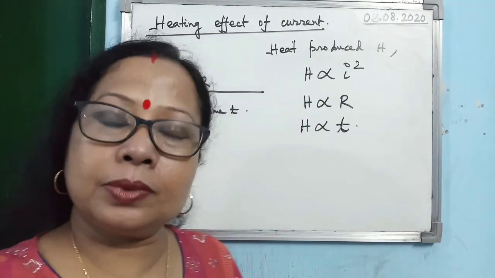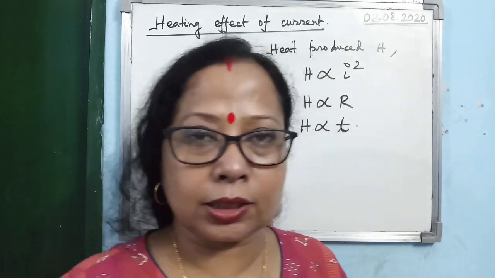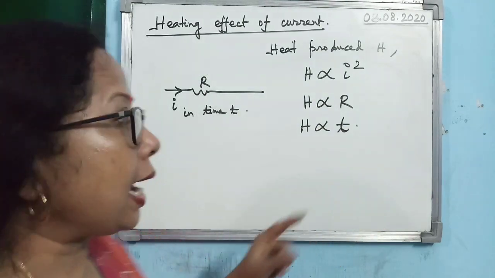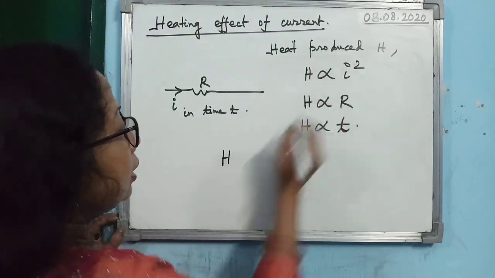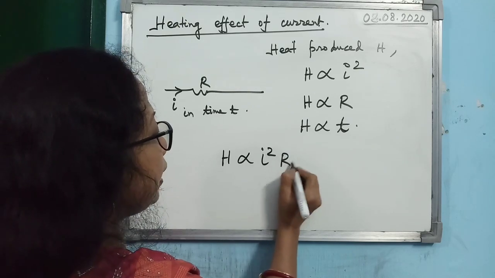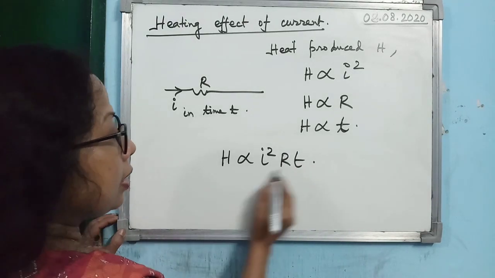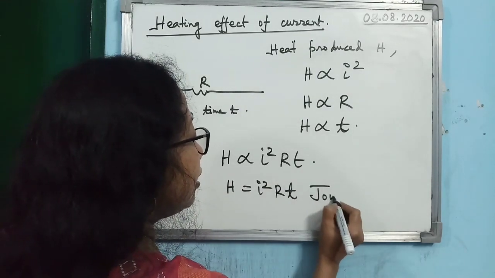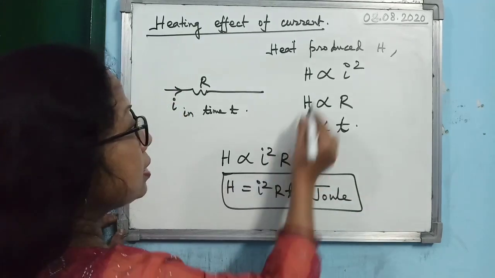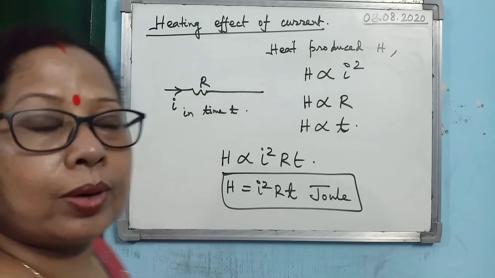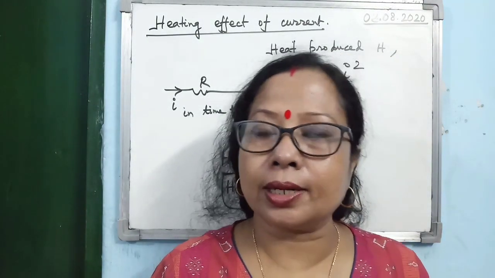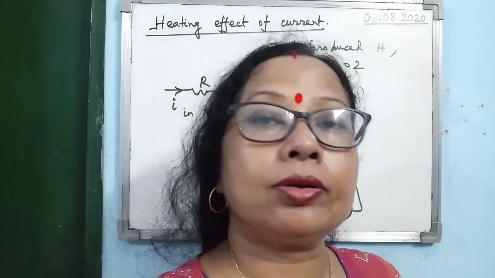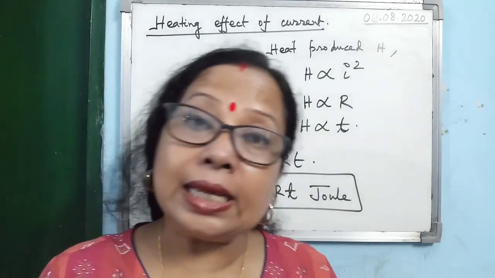This is given by the scientist Joule, so it is also known as Joule's heating effect of current. According to Joule, if you combine all these three, you can write the heat produced in a conductor by this relation: H is equal to I square RT joule. Clear? So this is known as the heating effect of current. What is the heating effect of current? When a current passes through a conductor, heat is produced across the conductor, or we can say a certain amount of electrical energy is converted into heat energy.